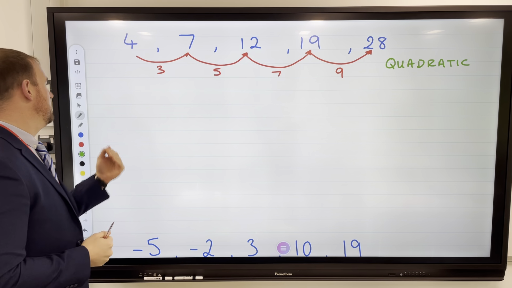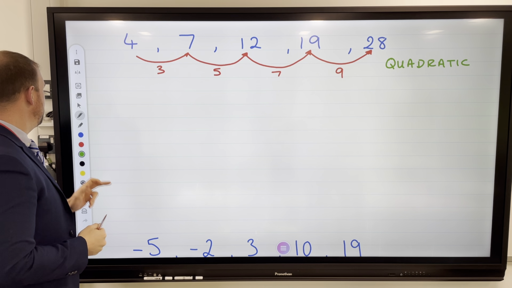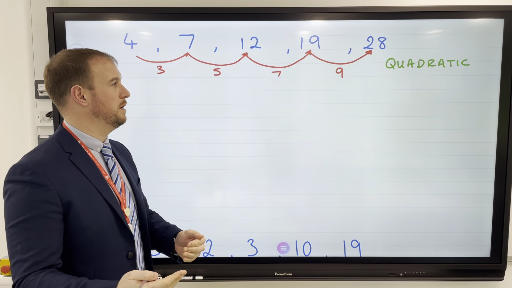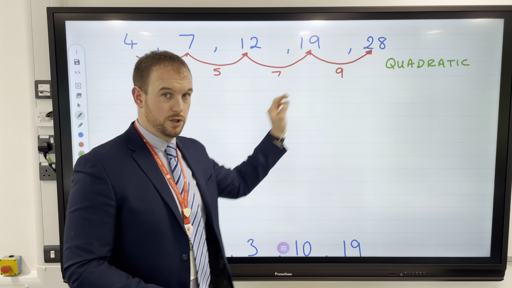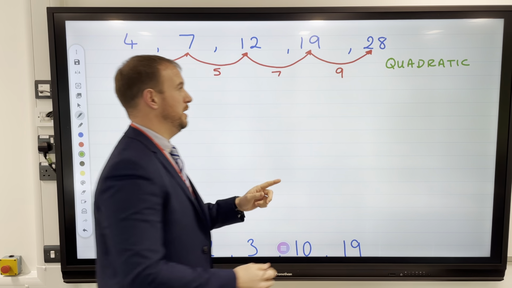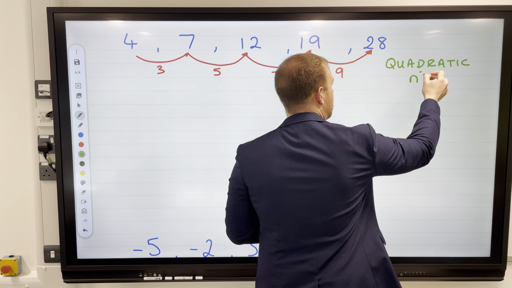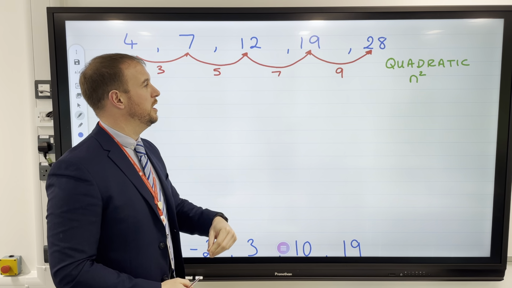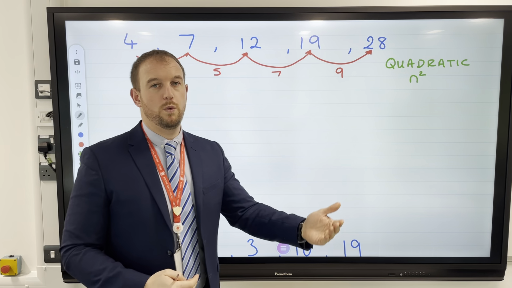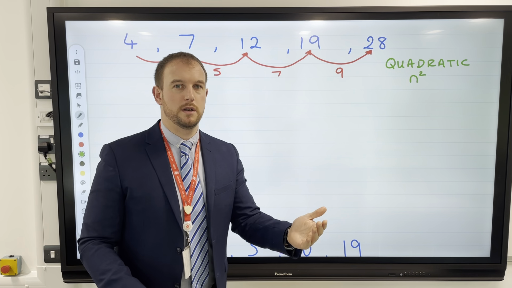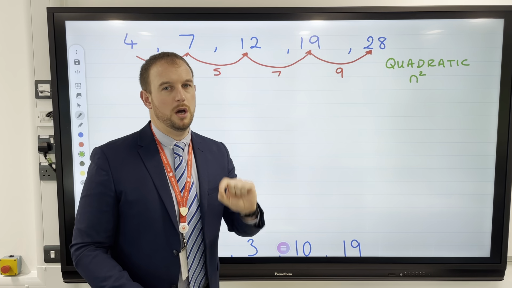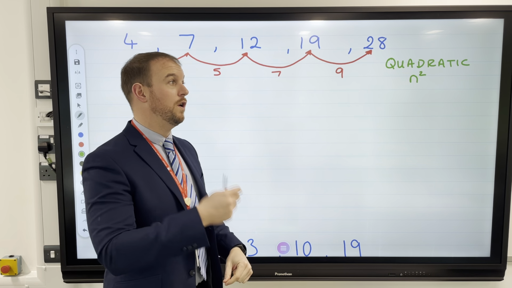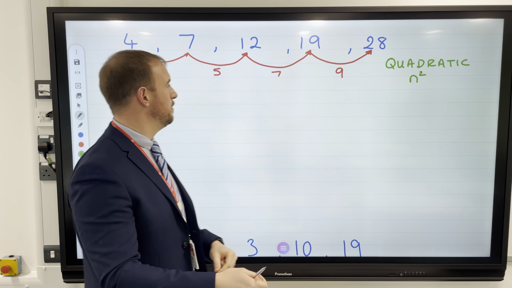Okay, so now we need to work out how many n squareds there are going to be. Okay, remember quadratic, n squared, we know that's going to be there somewhere. Now we need to work out how many of them. Is it going to be 2n squared? Is it going to be 1n squared, 3n squared, 4n squared? Okay, that posh word is coefficient. The coefficient of the n squared, how many of them?